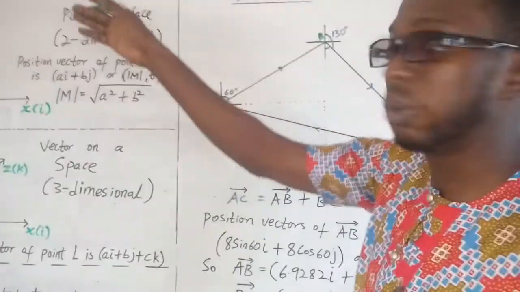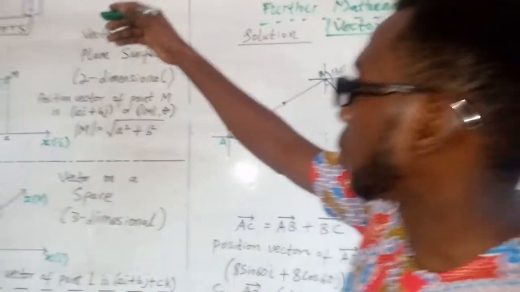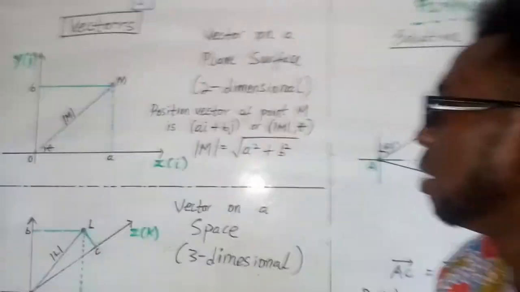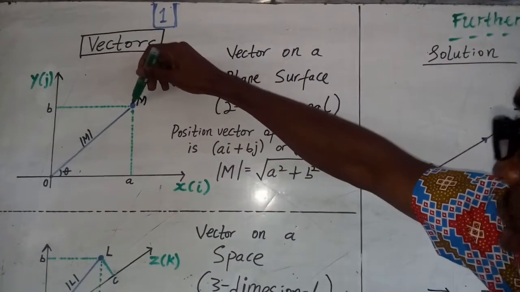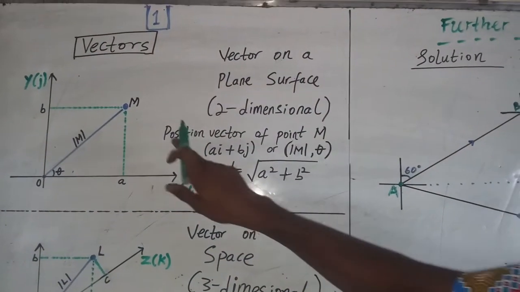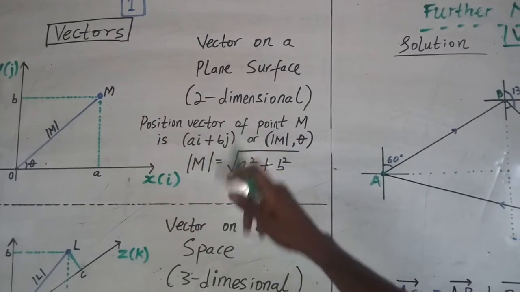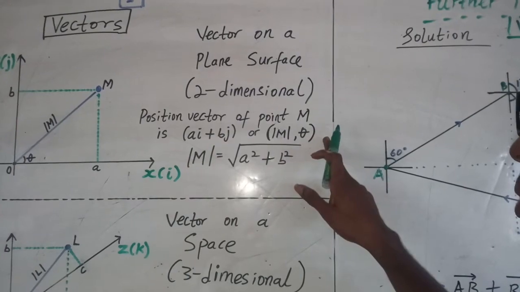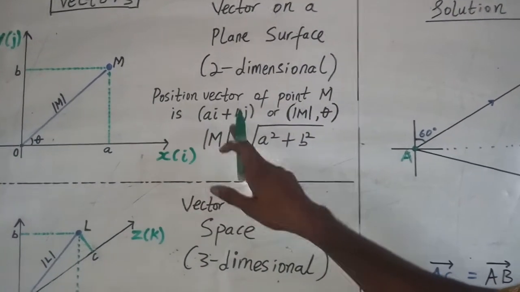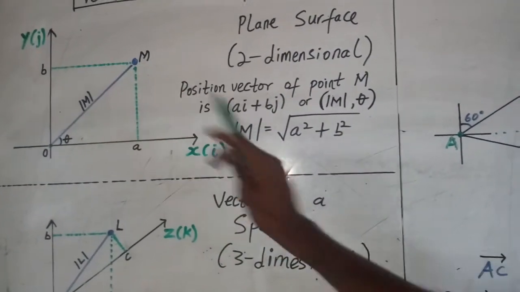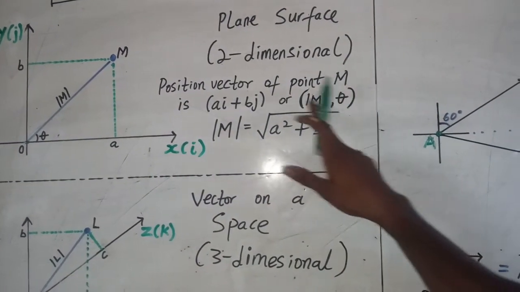Moving to this flex, we try to understand what vector means. For instance, here, if this is a vector M, we can say that the position vector of point M is this, or we can also represent it in this form. And the modulus of M, which is from here to here, can be represented this way.